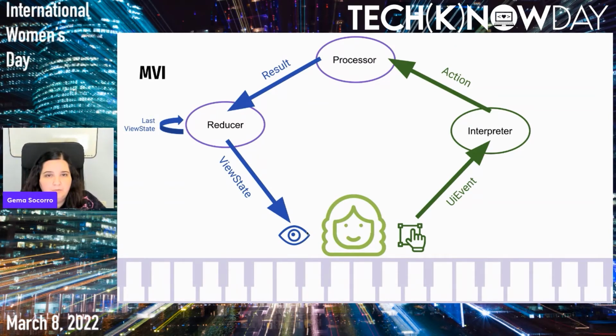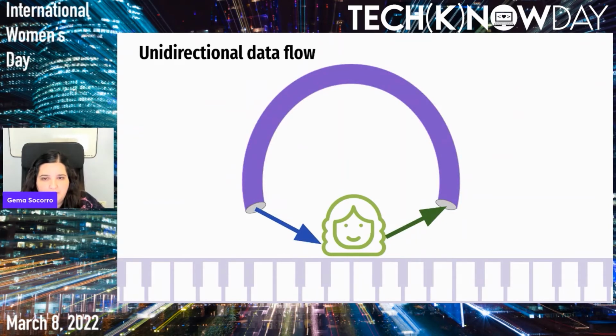And I like always to think about this as a pipe. So we need events that are going to enter our flow using always the same point. And also we are going to get states that are going to be collected from the same point. So unidirectional data flow means you have to follow this pipe and you cannot, or shouldn't, introduce events and recover events from different points.